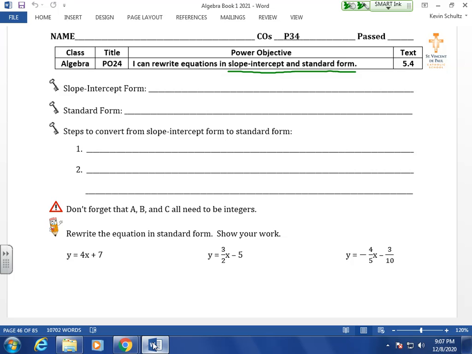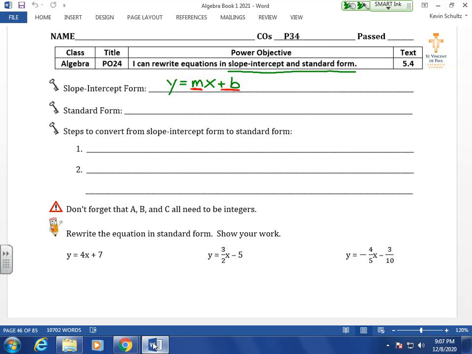Slope-intercept form, as a reminder, is y equals mx plus b. The advantage of an equation in slope-intercept form is that it very distinctly identifies the slope and the y-intercept of an equation or a graph. The slope is the m variable, and the y-intercept is the b variable. So when it comes to graphing an equation, which we're going to do in PO25, slope-intercept form is a very useful and handy equation to have.